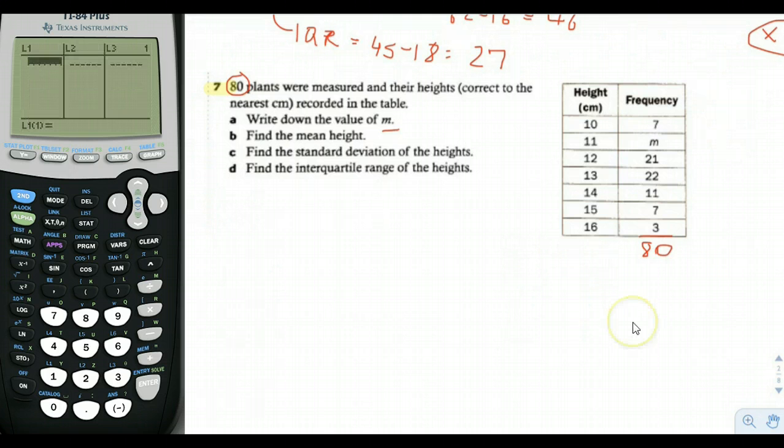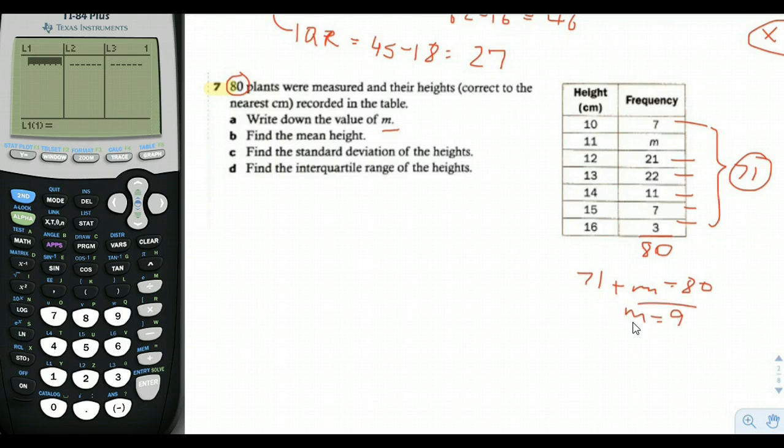So if we add up all the numbers except for m in our calculator, we'll find out that they add up to 71. So basically 71 plus m is equal to 80. So we don't even need to use algebra to figure out that m is equal to 9, right? So let's put 9 here. And now we can enter this data into L1 and L2 of StatEdit.